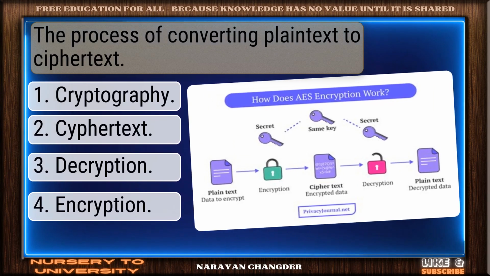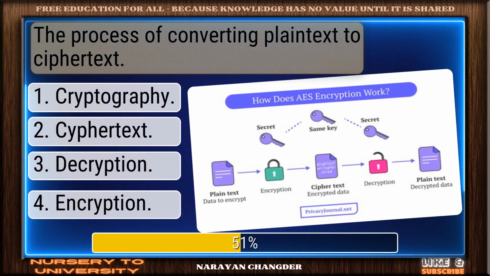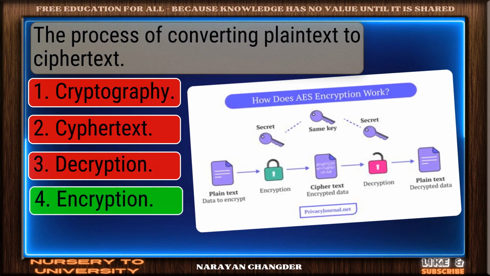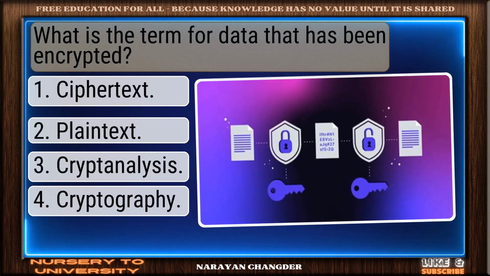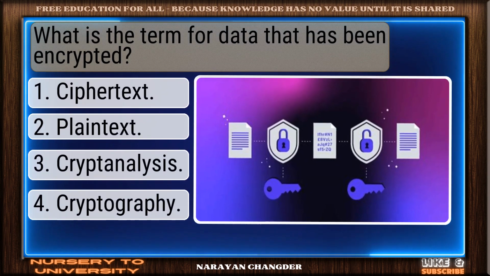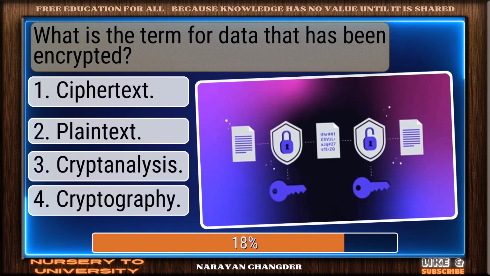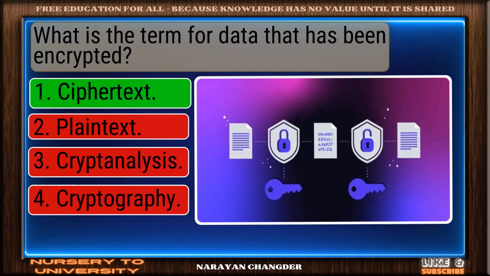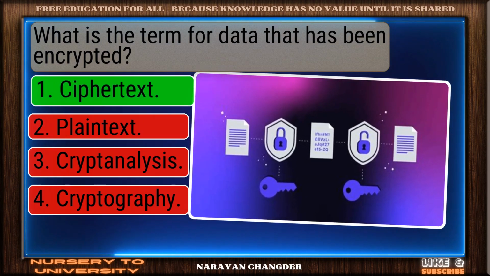Question number 50. The process of converting plaintext to ciphertext. Great job. Encryption is the accurate answer. Question number 51. What is the term for data that has been encrypted? You got it. Your choice ciphertext is right.